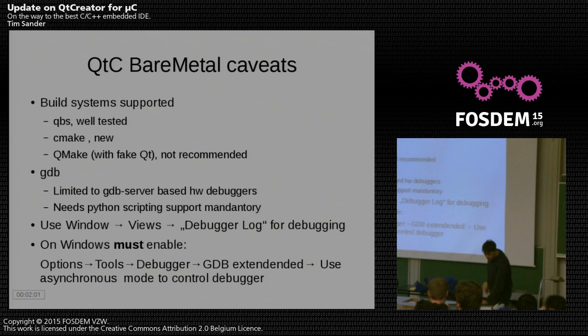Yeah, and if you have problems, there's a debugger log, and it shows you all the stuff the backend is talking with the GDB backend, and you see pretty easily, if you know a little bit of the GDB protocol, what's going on. And it's pretty good for debugging. So if you have problems, it's a good idea to post that with your problem description. On Windows, there's currently a bug that you must use the asynchronous mode to control the debugger. But it's a good idea to enable this feature anyway, because it's, in my opinion, the better way to interact with the debugger.